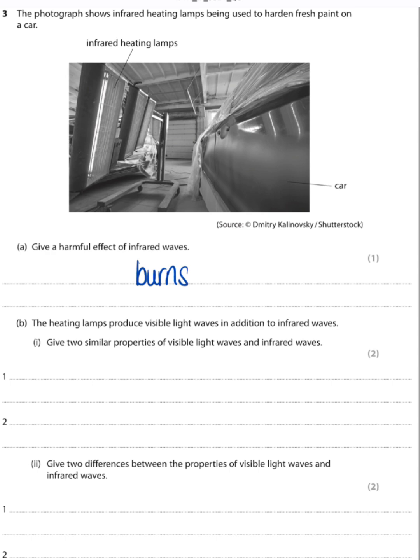Then we're asked to give two similar properties of visible light and infrared. So these are both part of the electromagnetic spectrum. So we're looking for the common properties of those things. So you could say that they are both part of the spectrum. That would work fine. You make reference to the fact that both are part of the electromagnetic spectrum.